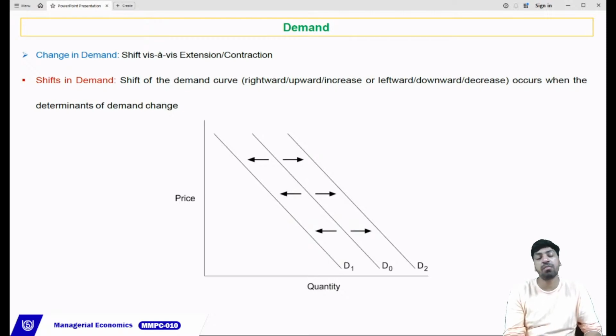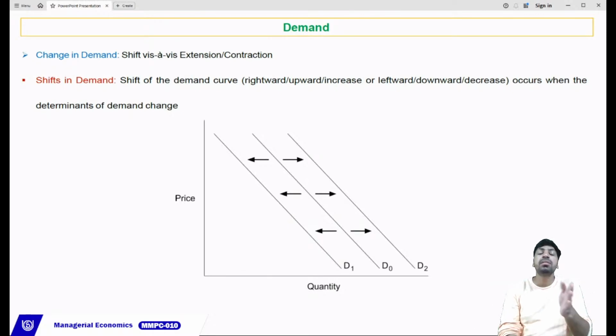You can use any of the above words. So we talk about leftward, downward, and decrease. That is, if we talk about leftward, the demand is declining, the demand is decreasing. If we talk about the shift of the demand curve, rightward and upward are increasing. So the demand is actually increasing. There is a shift of the demand curve which is called increase, which is called upward in other words as well.